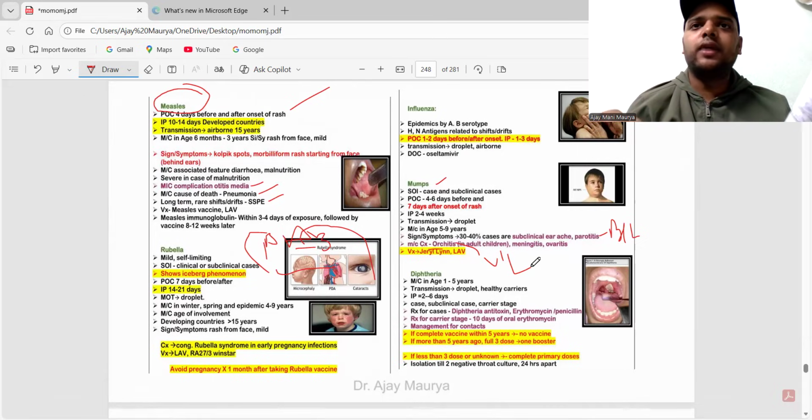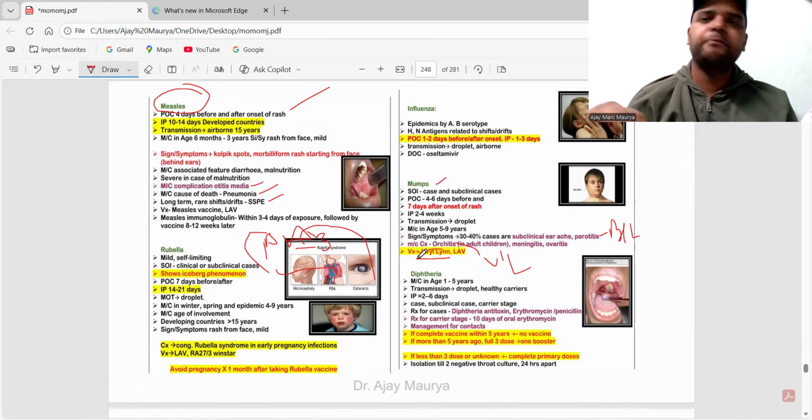What is the vaccine here? Jeryl Lynn strain. Okay? For the measles, what is the vaccine here? It is the Edmonston.